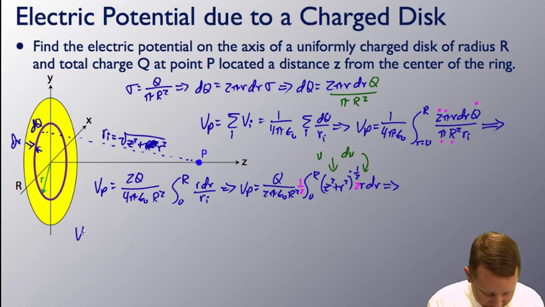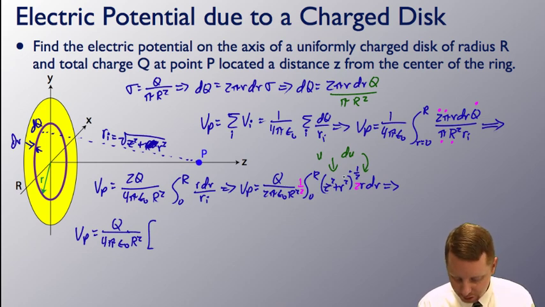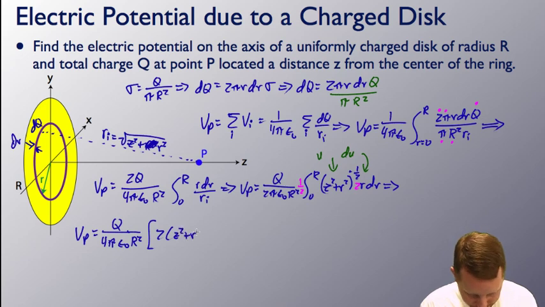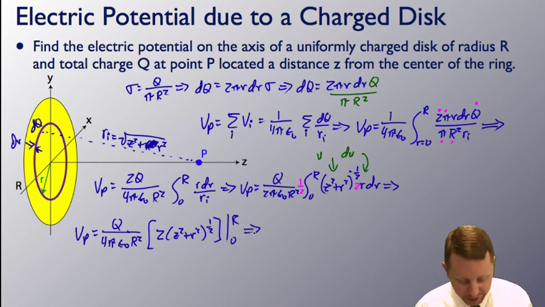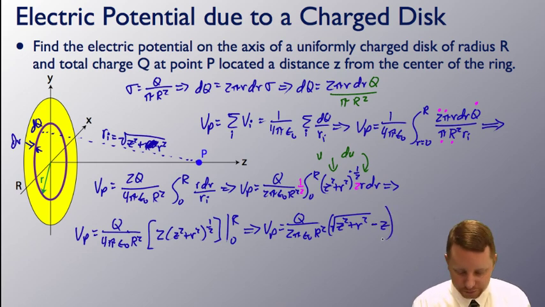So that implies VP must equal Q over 4 pi epsilon naught capital R squared, and we also have what we get when we integrate here, 2 times z squared plus r squared to the positive 1/2, evaluated from 0 to capital R. That's easy enough to evaluate, so I can write this now as VP equals Q over 2 pi epsilon naught capital R squared, with the 2 in the numerator and 4 in the denominator leaving the 2 down there, times the quantity square root of z squared plus R squared, minus z.